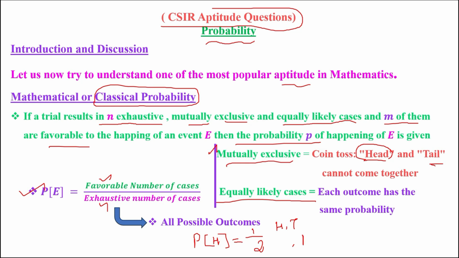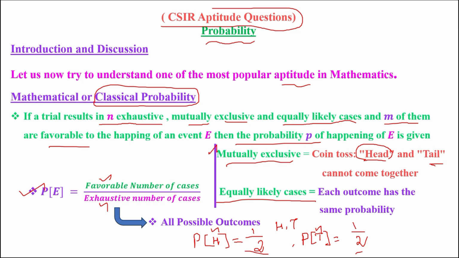At the same time, suppose I expect tail. What's the probability of tail? It is the same formula: favorable number of cases. Our favorable case is tail. How many tails are there? One. One by the total number, that means the exhaustive number of cases, all possible values, 2 values. So 1 by 2. The probability of H is 1 by 2, and the probability of T is also 1 by 2. This is the equally likely cases. Each outcome, head and tail, has the same probability 1 by 2.